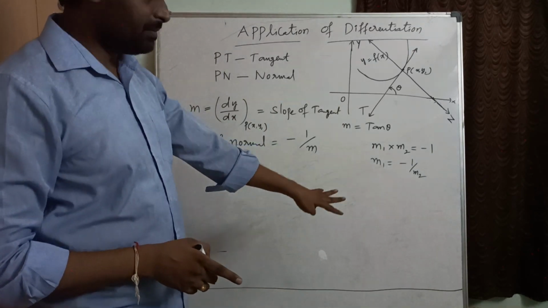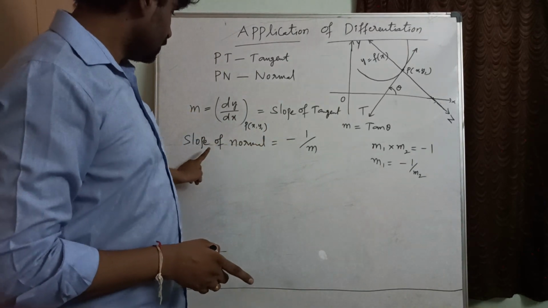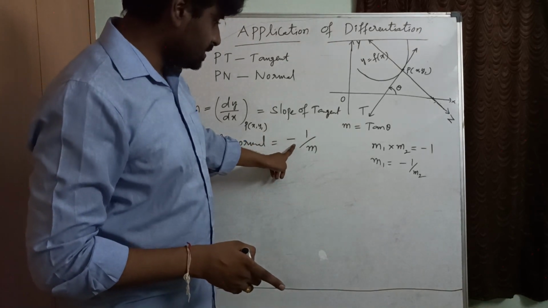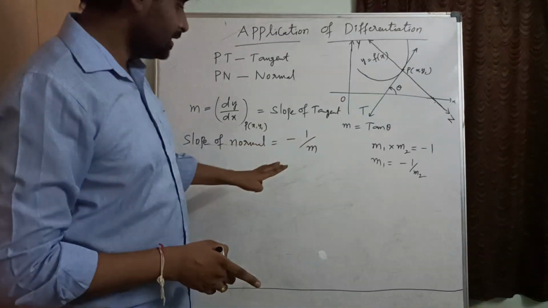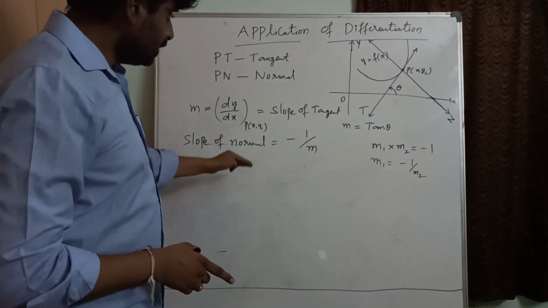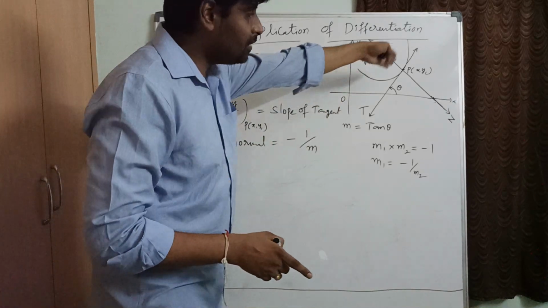Whenever two lines are perpendicular, like that I wrote. Okay? To write the slope of normal, by taking the reciprocal of that, we'll change the sign. So that will be the slope of normal. Now tell me, what will be the equation of this line?